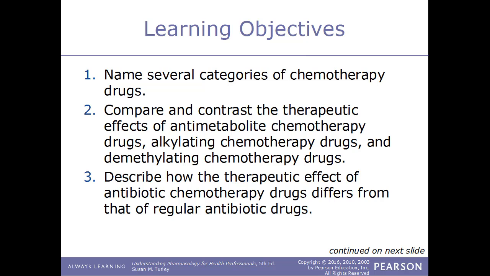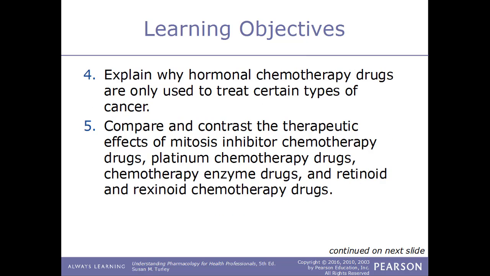Learning objectives for this chapter: name several categories of chemotherapy drugs, compare and contrast the therapeutic effects of antimetabolite chemotherapy drugs, alkylating chemotherapy drugs, and demethylating chemotherapy drugs. Describe how the therapeutic effect of antibiotic chemotherapy drugs differs from that of regular antibiotic drugs. Explain why hormonal chemotherapy drugs are only used to treat certain types of cancers.